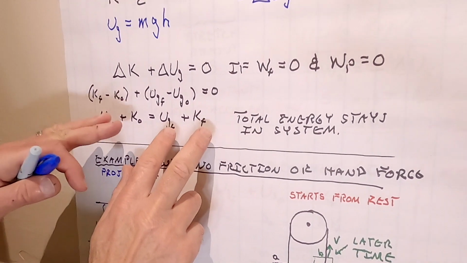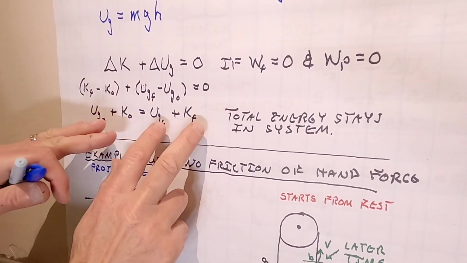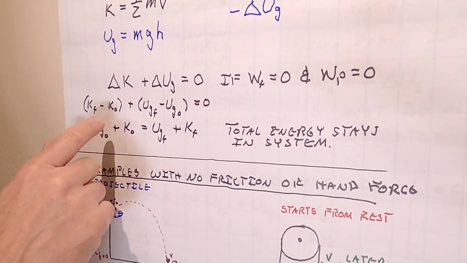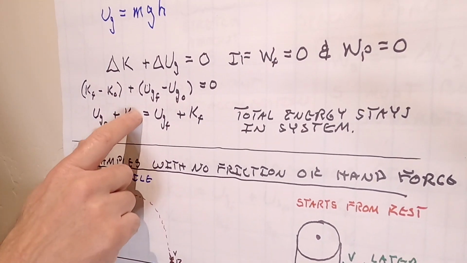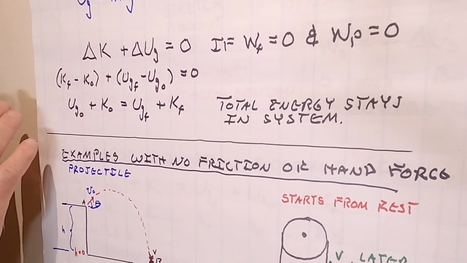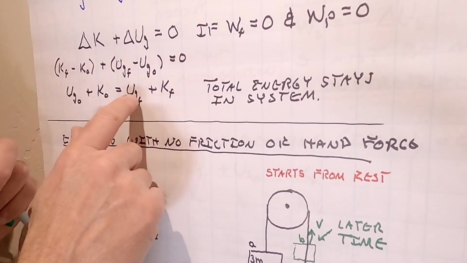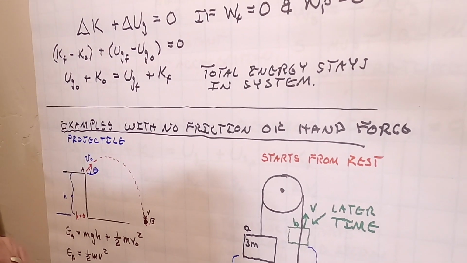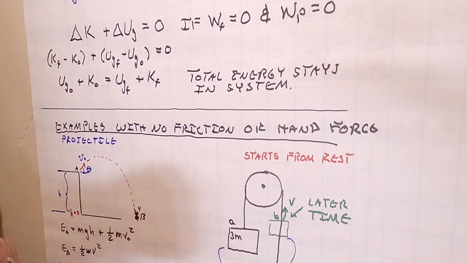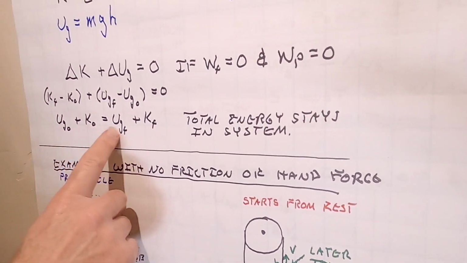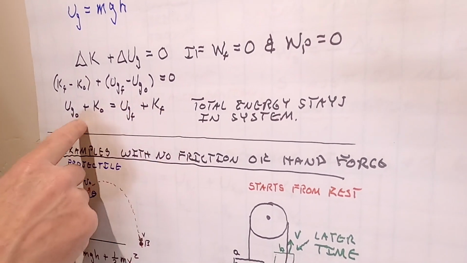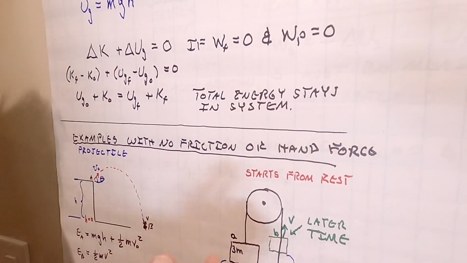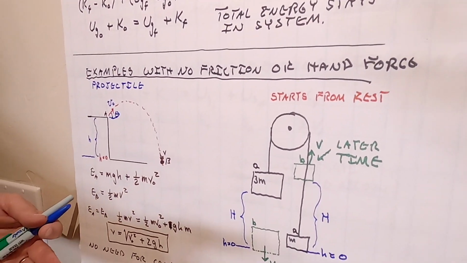The total energy of the system stays the same. It can't leave right here. So as long as we know all the heights and the speeds at one spot, we know all the heights and the speeds at another spot. Makes life a lot easier right here. So let's look at examples of this case where we don't have any friction or we aren't using our hands in there. Well, let's just look at a projectile right here.